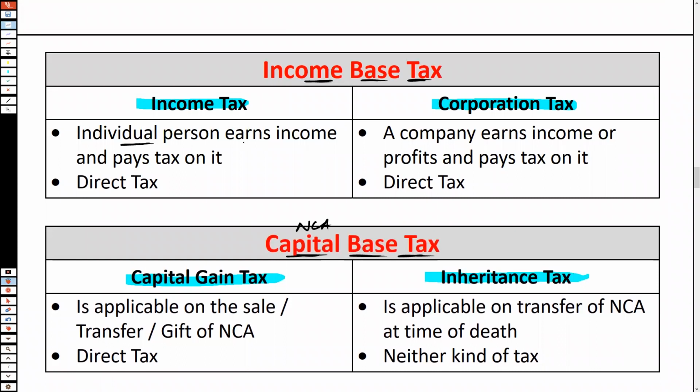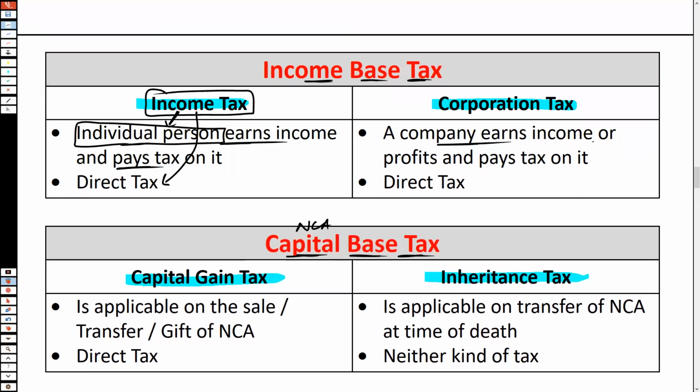An individual person earns income and surely pays tax on it. So that is termed as income tax. And income tax is a kind of direct tax because here the tax is directly based on the earned income. But why are we using income tax? Whenever there is taxation of an individual person, we always use this word income tax.